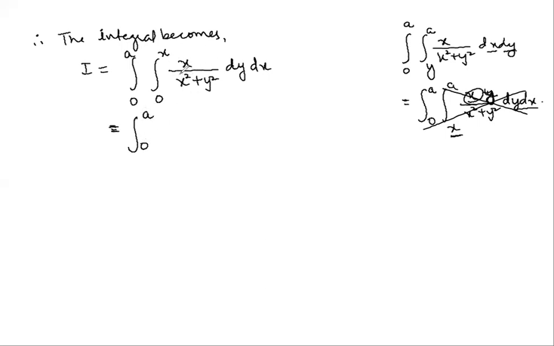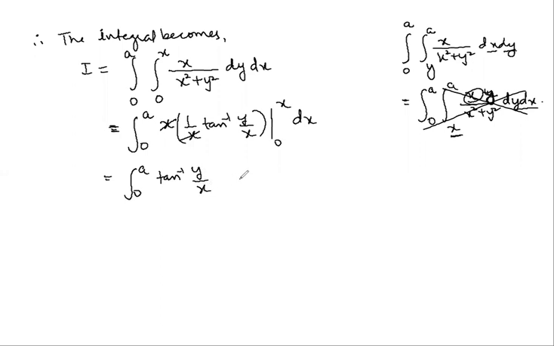Right, so now we will just solve 0 to a. X is being treated as constant. ठीक है, तो हमारे पास क्या बचा इसमें, it is x into 1 by x tan inverse y by x, limit from 0 to x dx. Right, so this x is cancelled. 0 to a. मैम हाँ जी, इसके लिमिट रिपीट कर दो. मैं कराती हूँ, अभी करा रही हूँ. 0 to x dx.